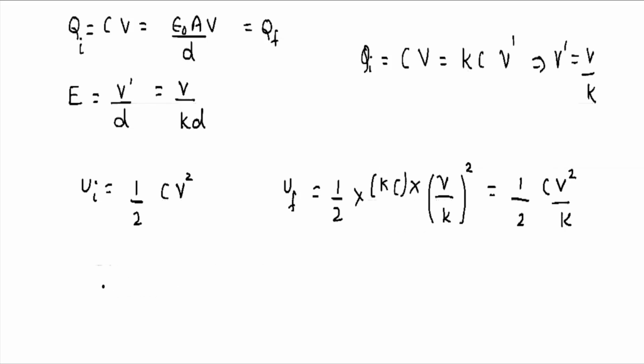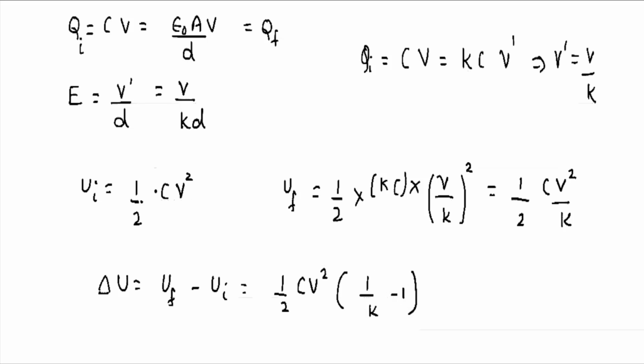So what is the change in the electrostatic energy? U F minus U I is the change in the electric potential energy of the capacitor. So we can take 1 divided by 2 C V square to be common, and then it would be 1 divided by K minus 1.